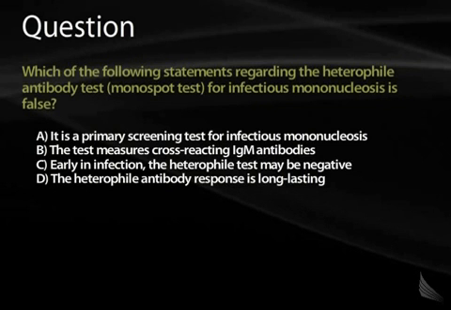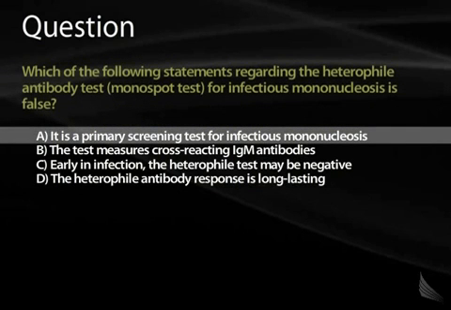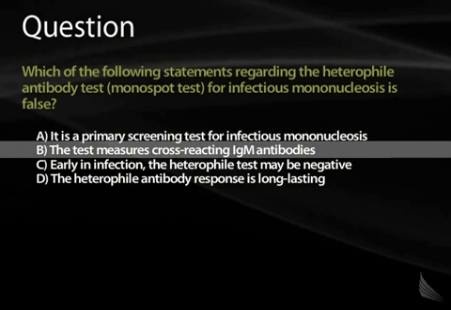Next question. Which of the following statements regarding the heterophile antibody test or monospot test for infectious mononucleosis is false? So A, it's a primary screening test for infectious mono. That's true. It's a good screening test. It's easy to do. B, the test measures cross-reacting IgM antibodies. That's true. They react with the sheep red blood cells.